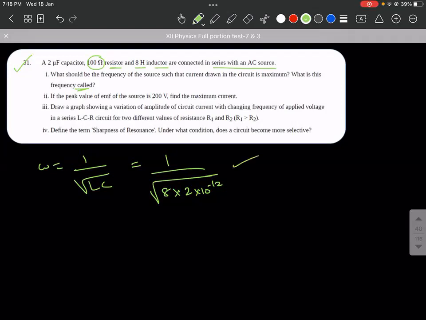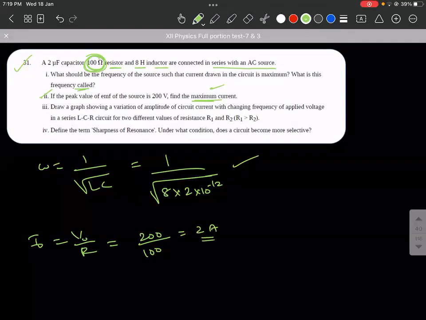Next. If the peak value of EMF of the source is 200 volt, find the maximum current. So I naught is equal to V naught divided by R. V naught is 200. To find the maximum current, when maximum current is flowing, it is a resonance condition. At that time it will behave like a purely resistive circuit. So R will be 100, and the answer will be 2 ampere. Am I clear, guys? Yes.